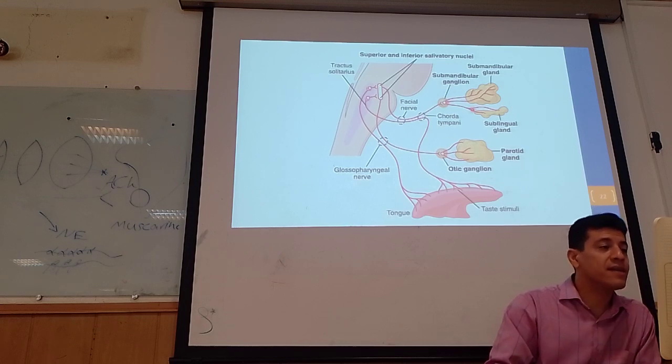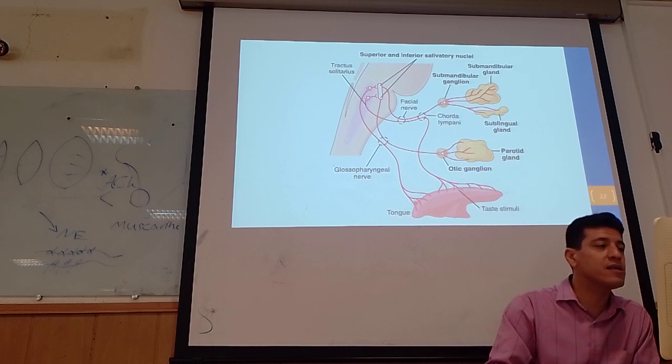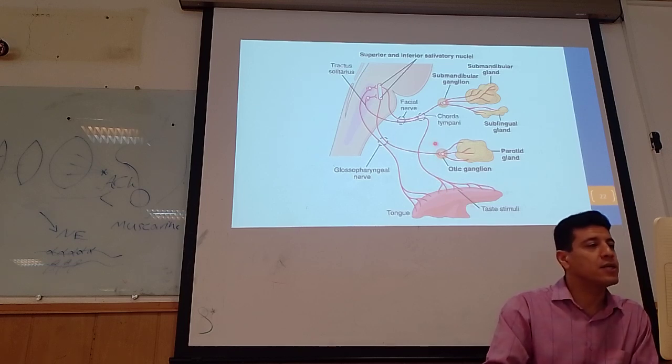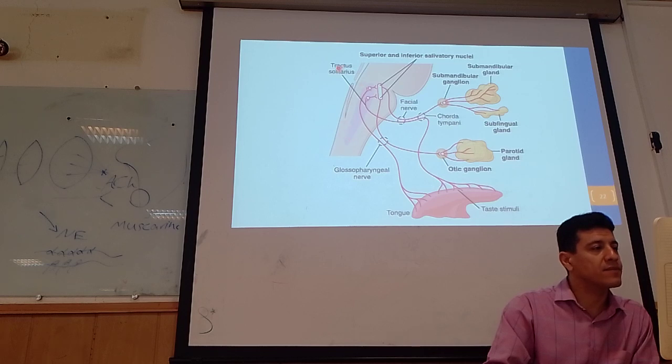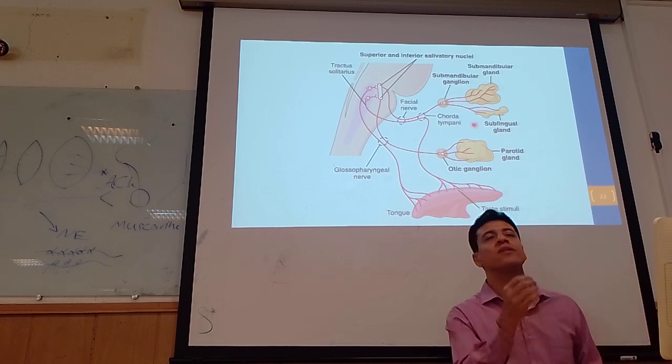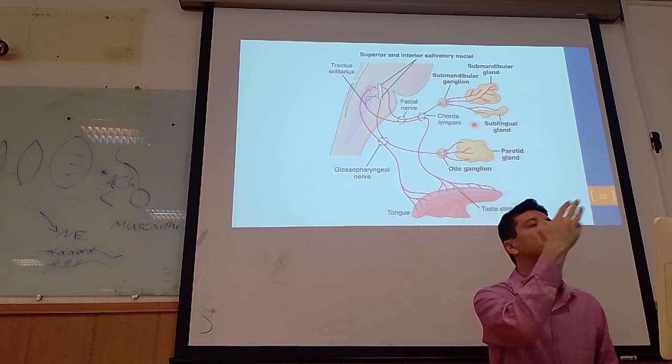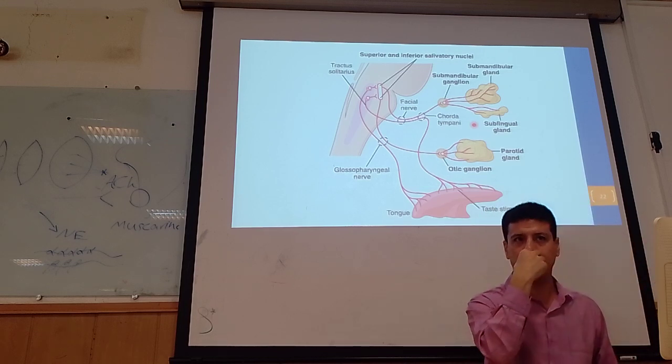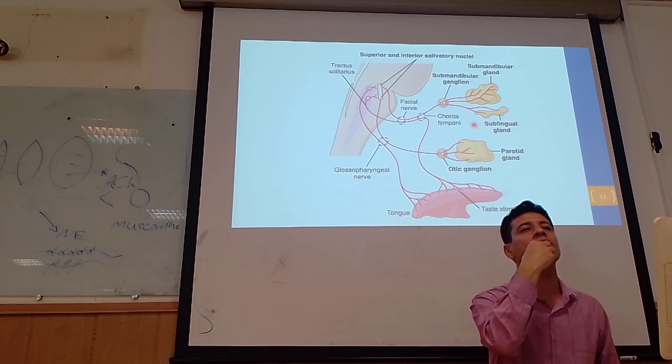But this system can be controlled reflexively by taste and sensory information from the tongue. So they go through the lingual nerve, remember this? Go to the nucleus of the tractus solitarius. From here they go to the superior and inferior salivatory nuclei. They activate the parasympathetic nervous system. They cause secretion of the saliva. So when you taste something, saliva is secreted reflexively. Right? So taste increases secretion of the saliva.